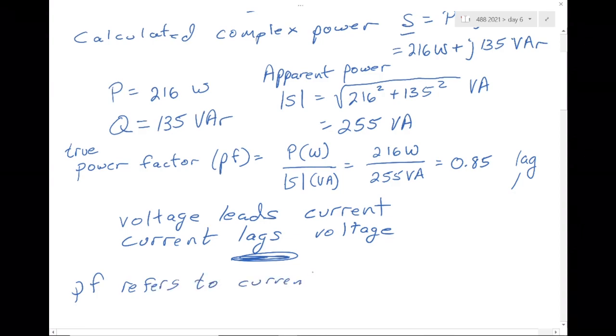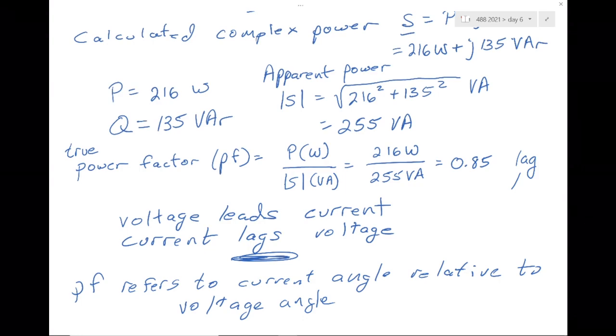refers to the current angle relative to the voltage angle. So whatever current does, if it leads, it's a leading power factor. If it lags, it's a lagging power factor. For this machine, because it's an induction motor, I could be fairly certain that it's lagging.